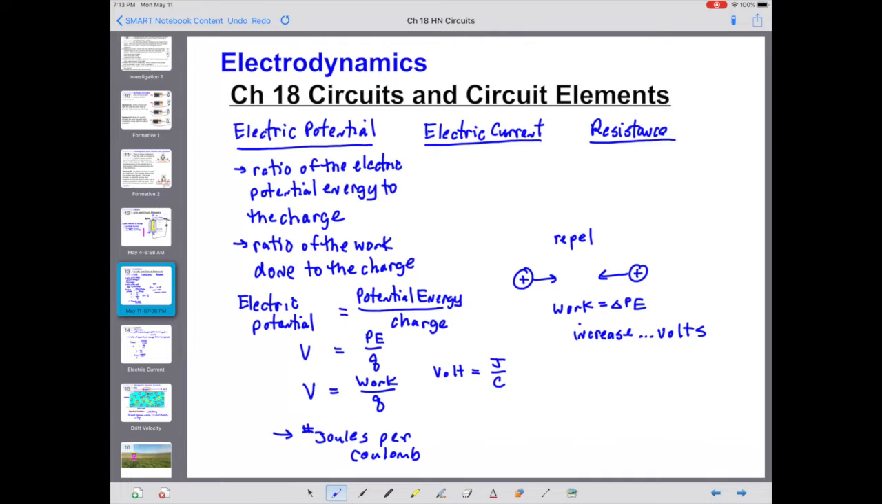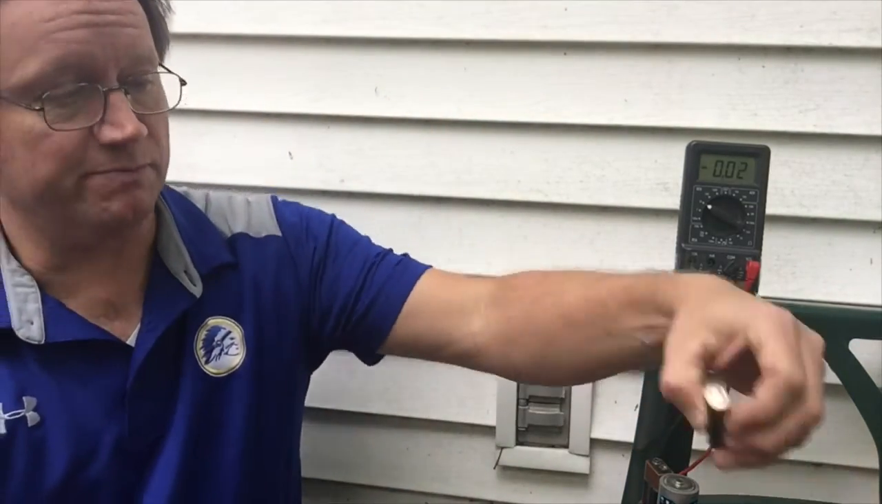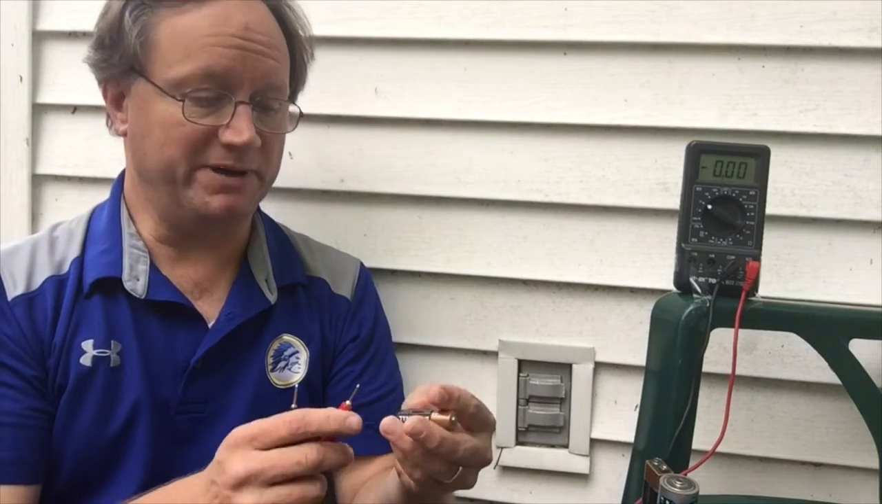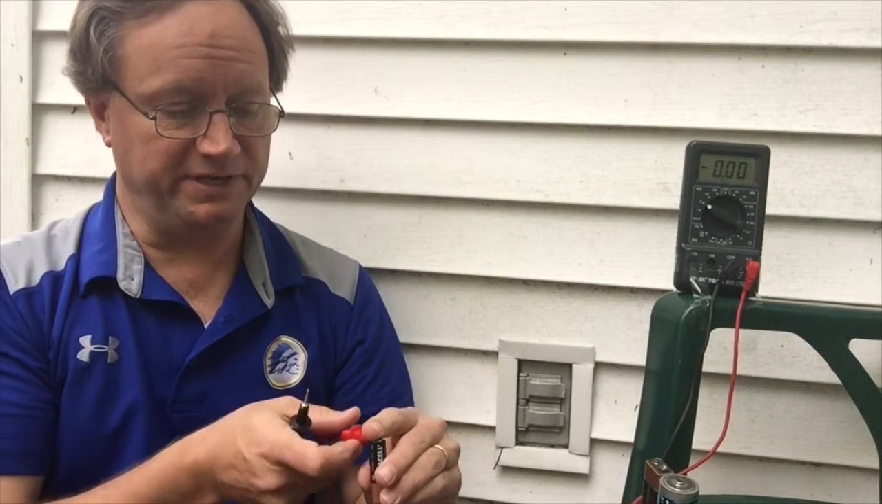So I want to take a minute to talk about applications in the real world. I'm sitting outside now because it's a really nice day, and I want to demonstrate what we just talked about with electric potential, which is also called voltage. Remember, we define voltage as a ratio of the potential energy to the charge, or the number of joules per coulomb. So I have a digital multimeter here that will measure voltage or electric potential, and I have a bunch of different batteries. I'm going to take a AA battery here, and let's meter this battery.